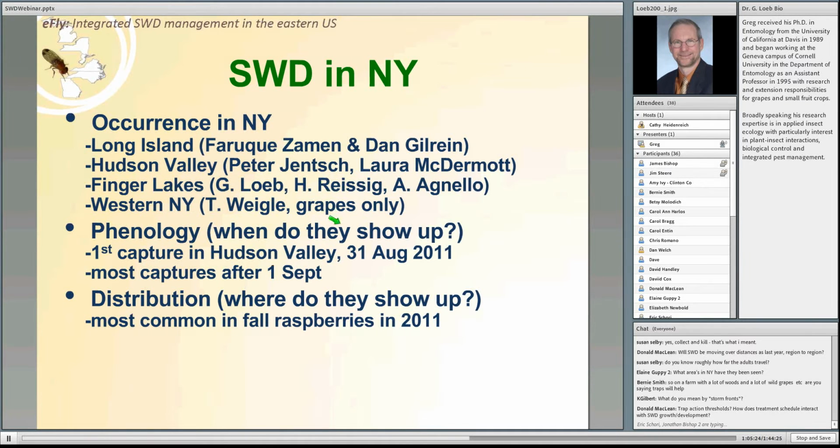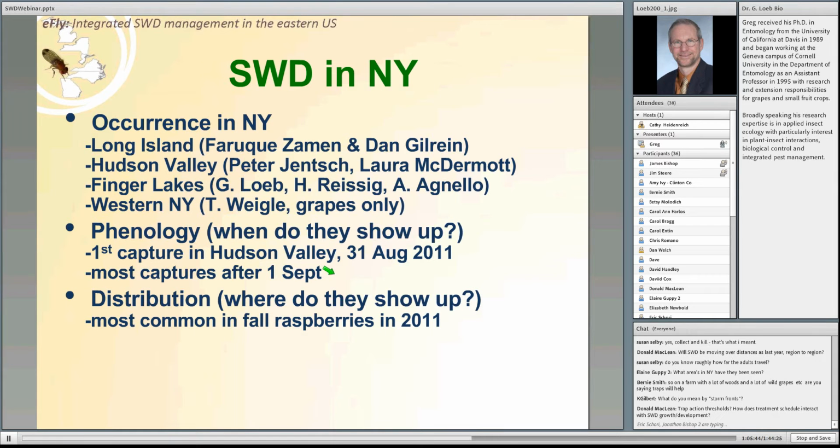Our first collection, this is the first capture known in New York. They may have been here earlier, but the first one we got was at the end of August. Peter found this in the Hudson Valley, I believe actually in a vineyard. Remember, these are adults, though. Most of our captures were in September, October, and then onward.